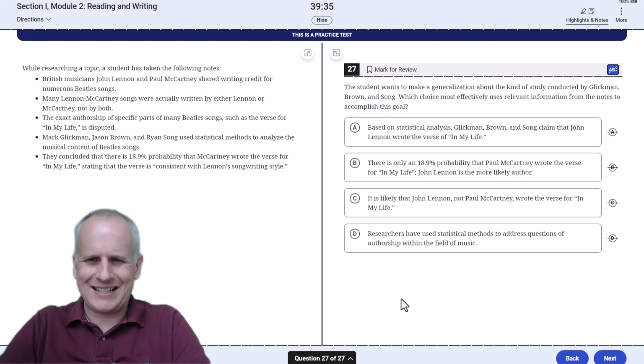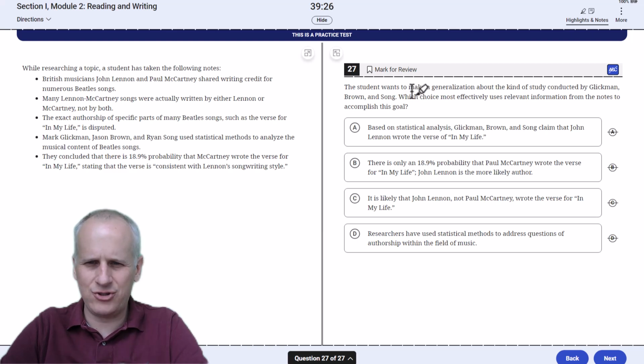So this question task is asking how to use relevant information from the notes on the left to do a specific thing. In this case, make a generalization about the kind of study conducted by these three people. Read the task first. Then you can go into the notes on the left-hand side and then focus on just which ones make a generalization about the kind of study conducted by Glickman, Brown, and Song.